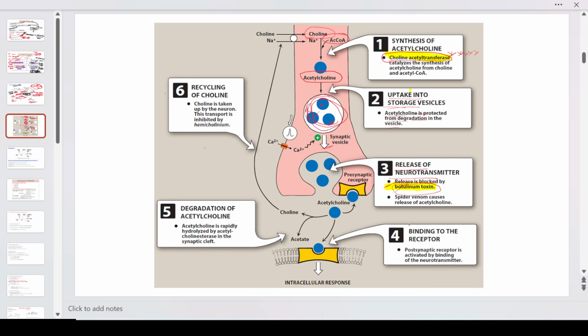Okay, again after release, the next step is binding to the receptor. Now, the post synaptic receptor is activated by binding of the neurotransmitter.